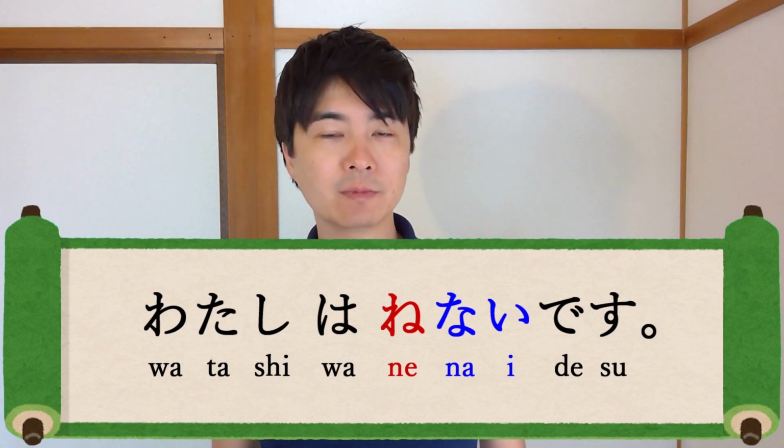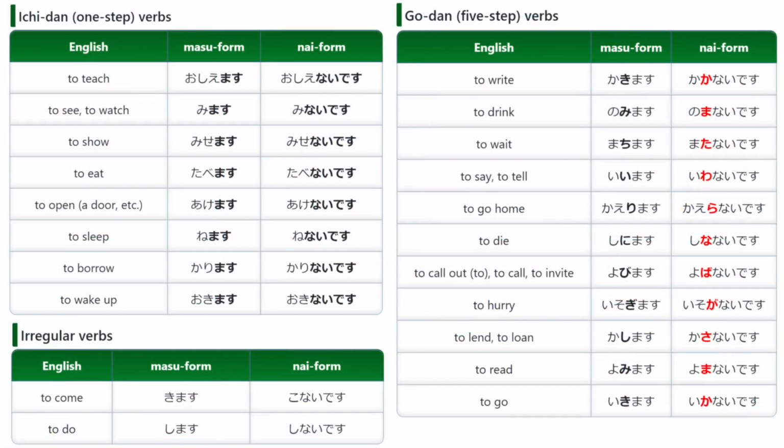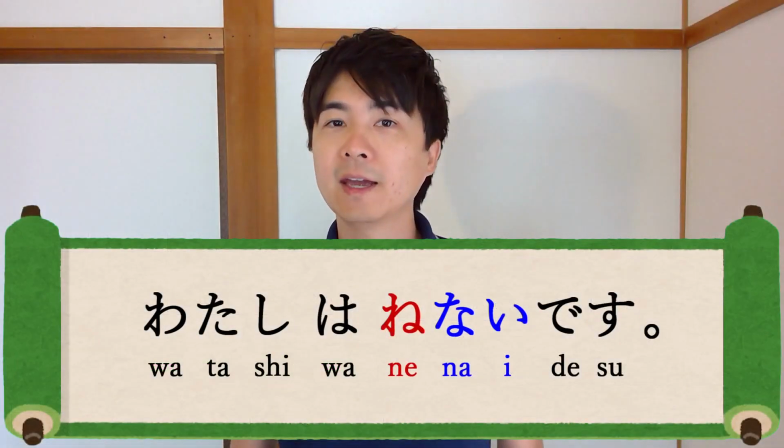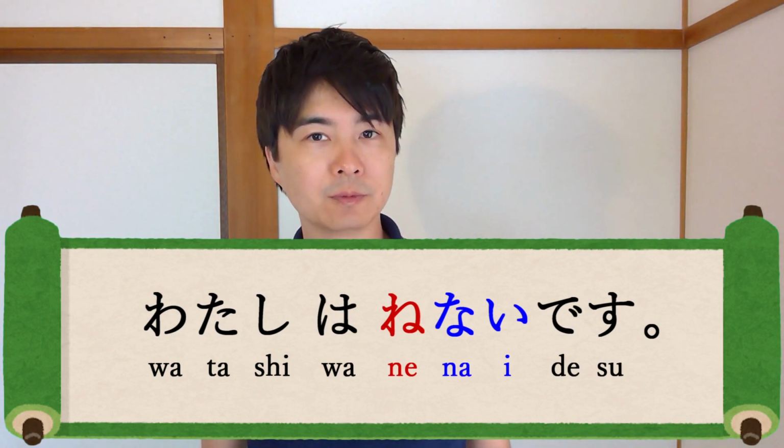If you still don't remember the ない form of verbs, I recommend you take a screenshot of these tables to remember them. I used these tables in my previous video to explain them. So if you want to hear a more detailed explanation, please check out my previous video about the ない form of Japanese verbs from the description area of this video. Anyway, 寝ないです means I will not sleep.